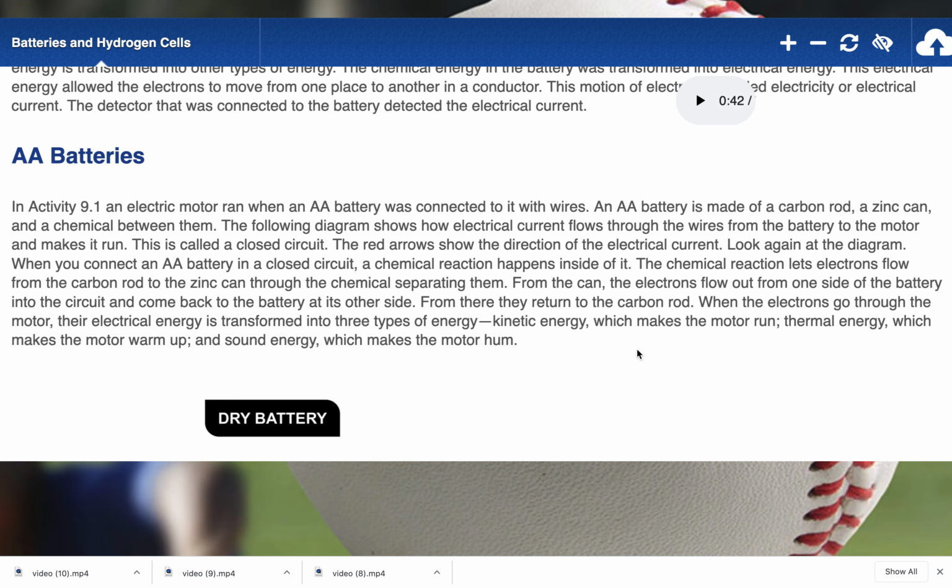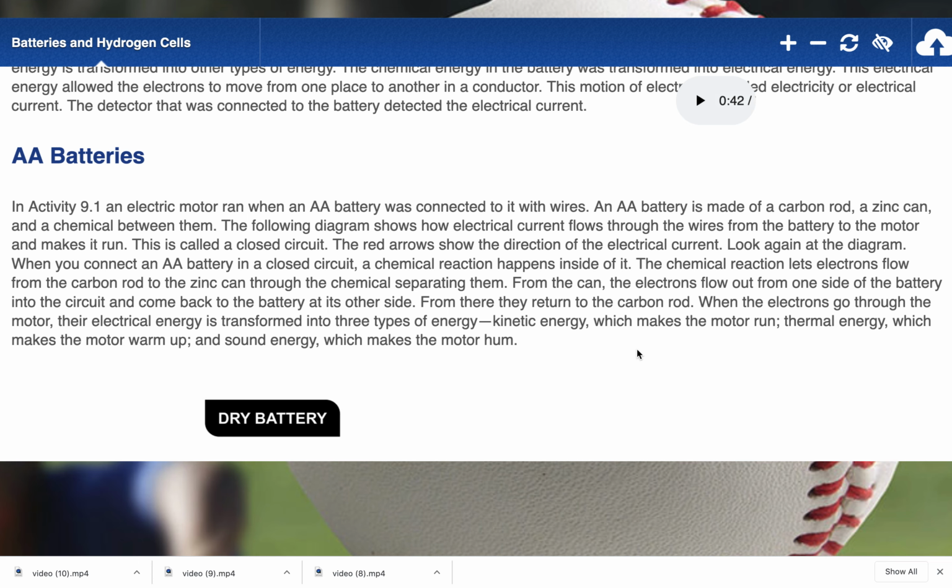AA batteries. In Activity 9.1, an electric motor ran when a AA battery was connected to it with wires. A AA battery is made of a carbon rod, a zinc can, and a chemical between them. The following diagram shows how electrical current flows through the wires from a battery to the motor and makes it run. This is called a closed circuit. The red arrows show the direction of the electrical current. Look again at the diagram.